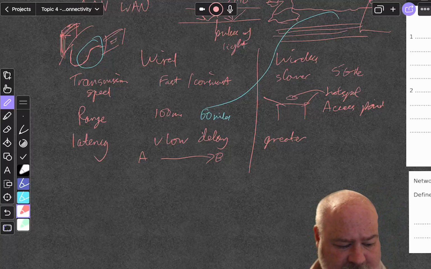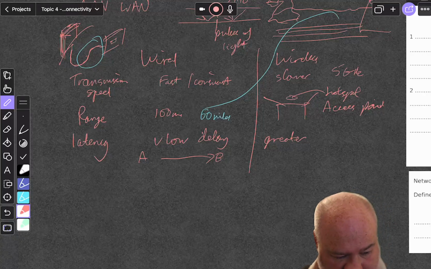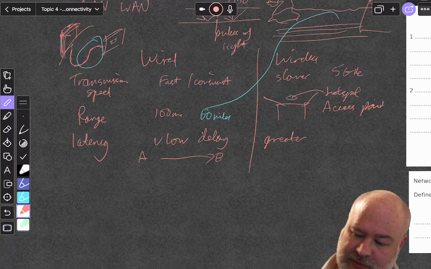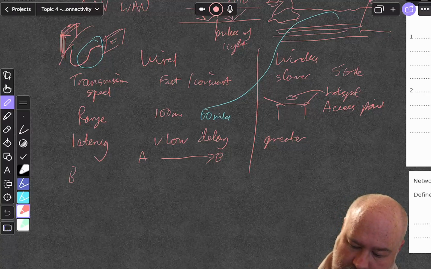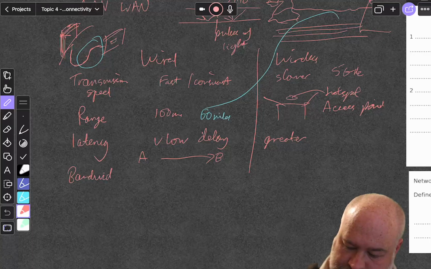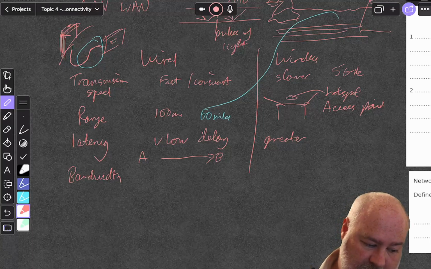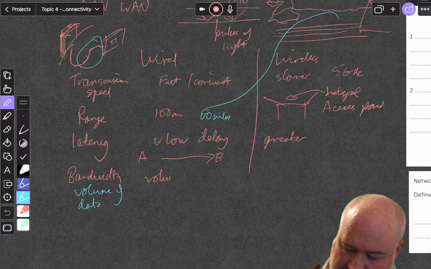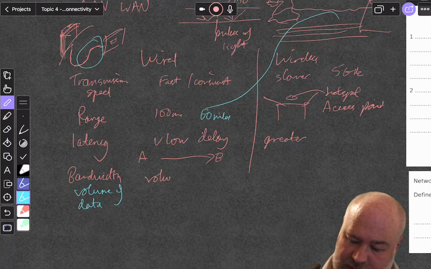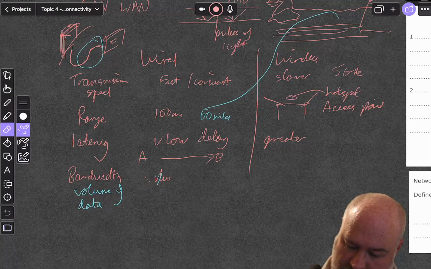Particularly if you've got things like satellites involved as well. Different error checking protocols, because you might have overlapping Wi-Fi signals. And this goes into another idea called bandwidth. So the bandwidth is the volume of data that can travel along a cable any particular time. Okay, that's essentially what bandwidth is.